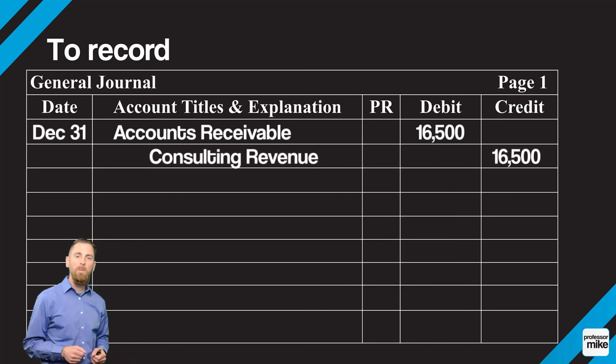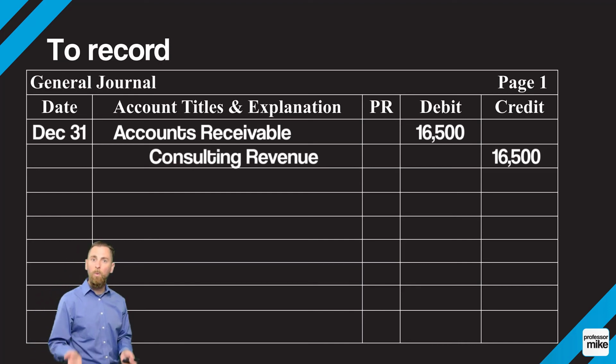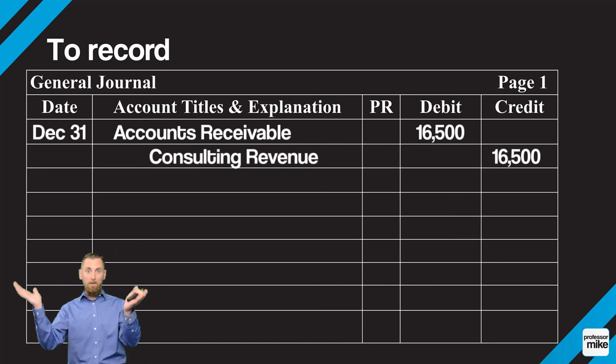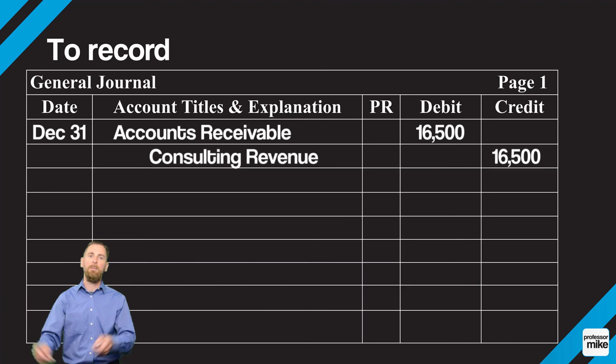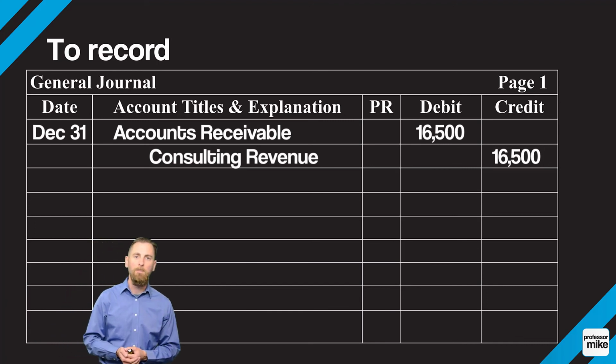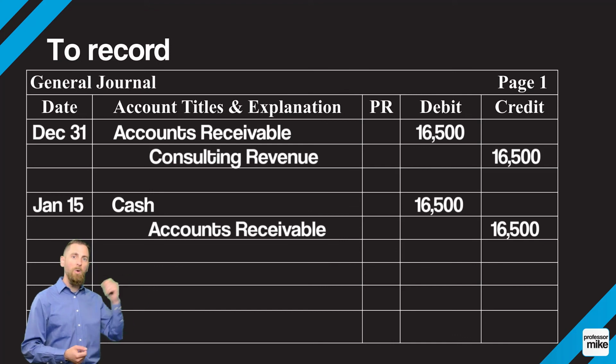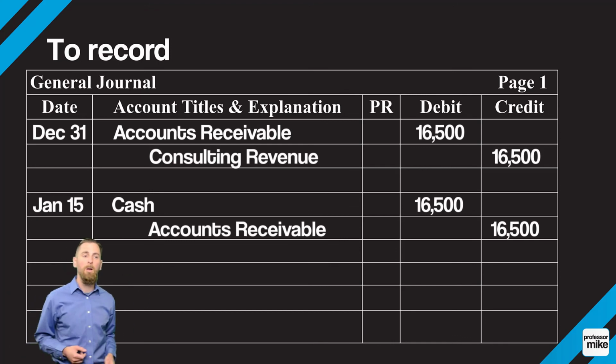Now, both of those accounts are assets. So to debit an asset makes it go up, and to credit another asset makes it go down, which means we'll be back in balance within our accounting equation. In this case, we're going to debit cash and credit accounts receivable for the full amount of the receivable.